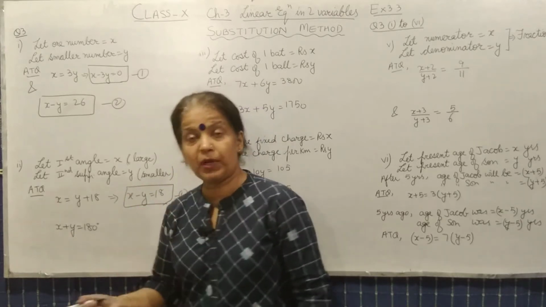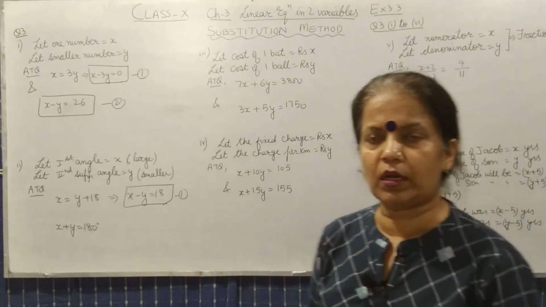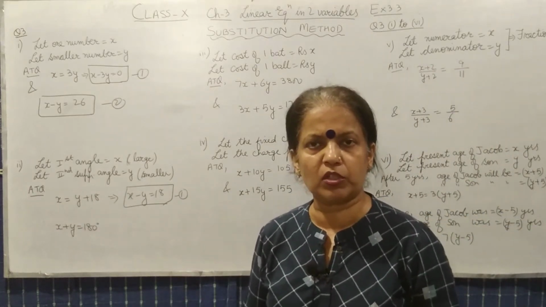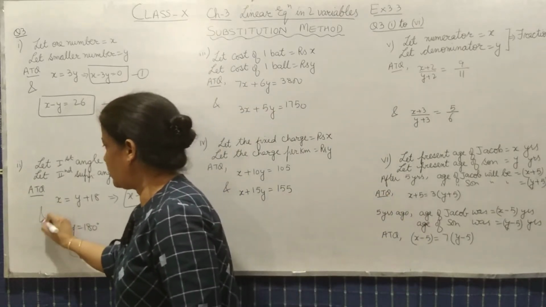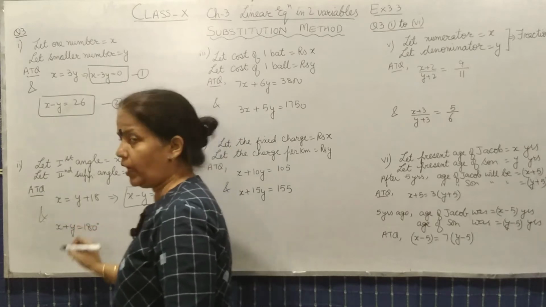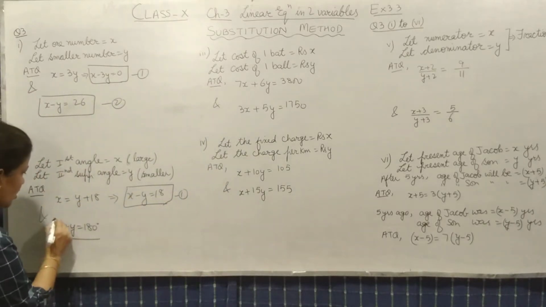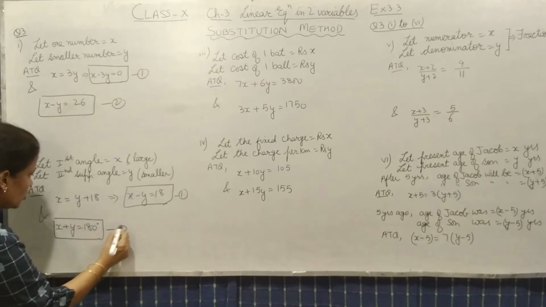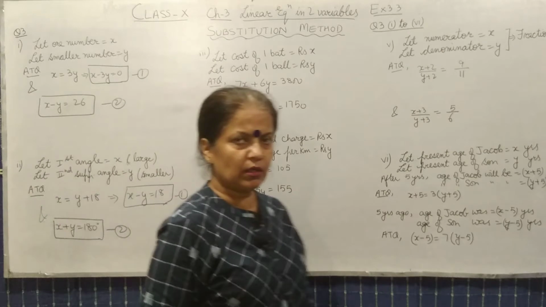And what is a supplementary angle? The sum of both angles should be equal to 180 degrees. So the next equation will be x plus y equals 180 degrees. So this will be the second equation. Now you can solve both the equations. Clear?